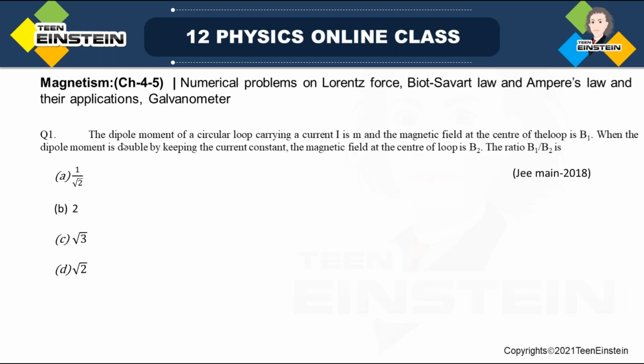The first question says that the dipole moment of a circular loop carrying current I is M, and the magnetic field at the center of the loop is B1. When the dipole moment is doubled, keeping the current constant, the magnetic field at the center of the loop is B2. You have to find out the ratio of B1 and B2. I'll make the question clear.